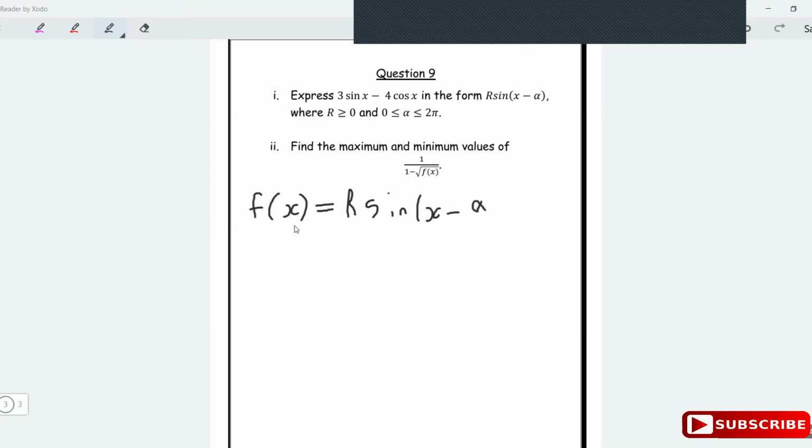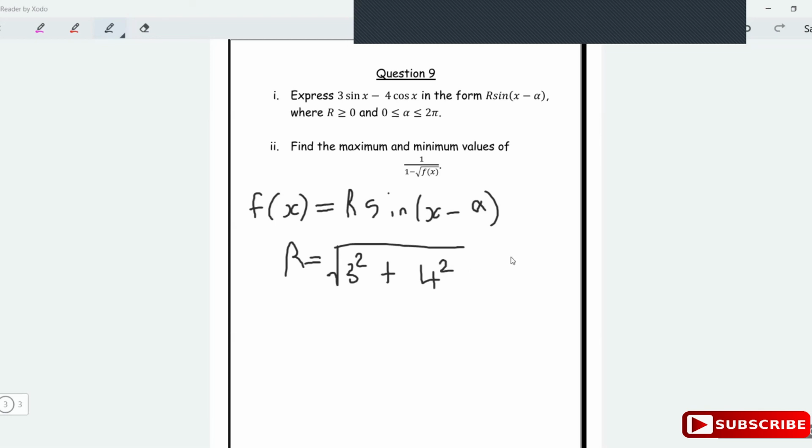How are we going to find r? R is equal to the square root of a squared plus b squared. So r is equal to the square root of a squared, that is going to be 3 squared plus b squared, plus 4 squared.